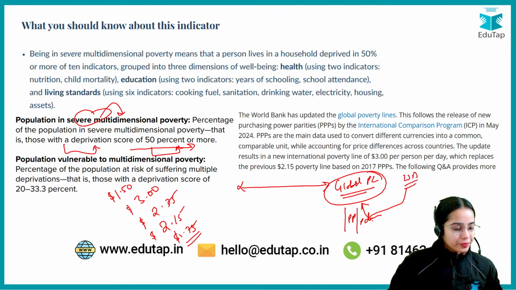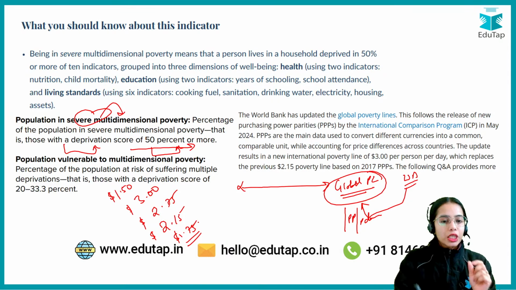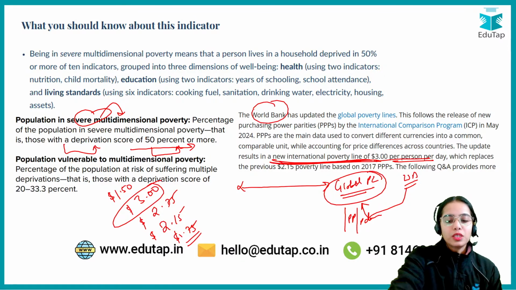How many dollars is the global poverty line per person per day? What is the global or international poverty line for per person per day? It is $3. Very good. $3 per person per day. It is the new international poverty line as per the World Bank.